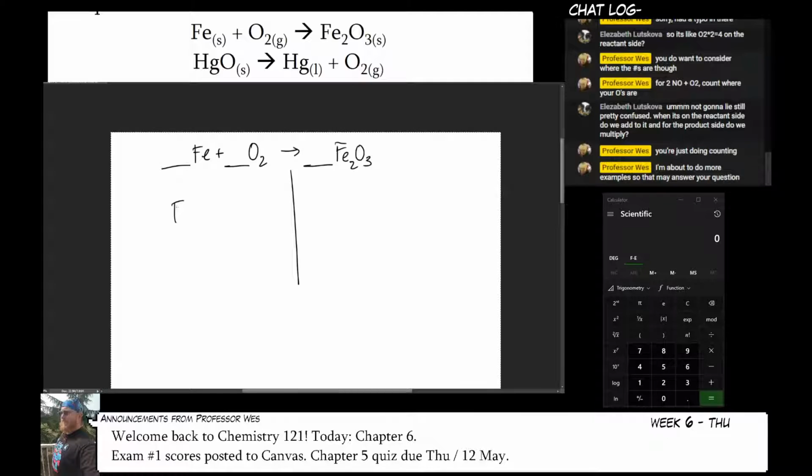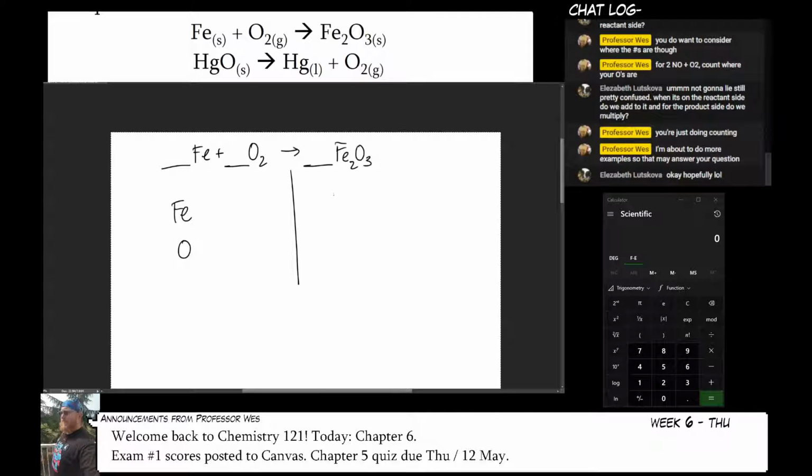All right, so I got Fe, and I got O, Fe, and O. So I'm going to count these. I got 1 iron on the left, and I got 2 oxygen on the right. 2 iron on the left, and 3 oxygen on the right. And so now I need to figure out where to start. I should either start here with iron or oxygen. But no matter what I do to this, if I put this 2 here, I'm never going to get 3, right? So that's not going to help me terribly much.